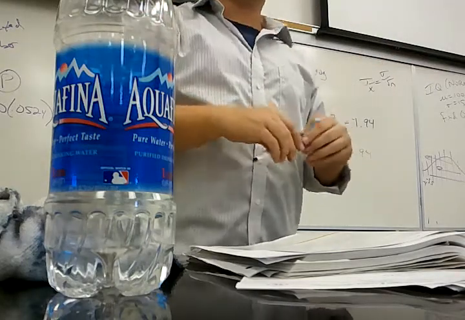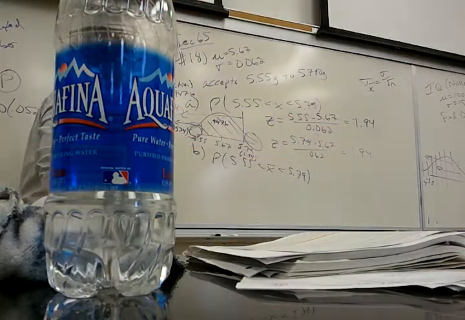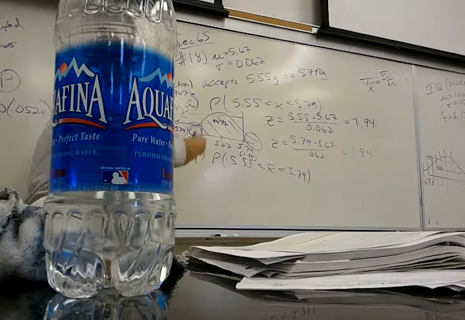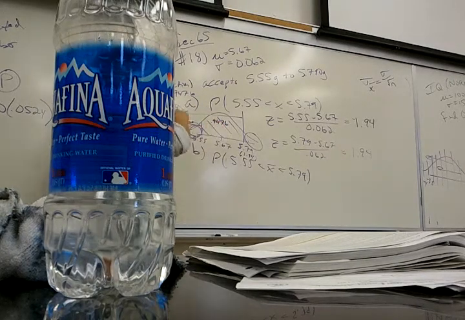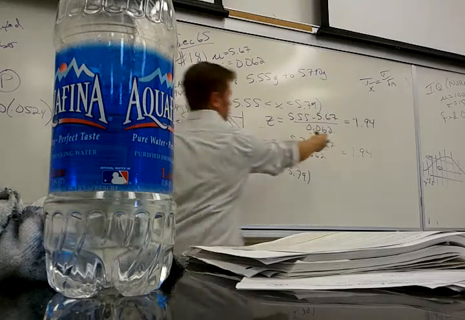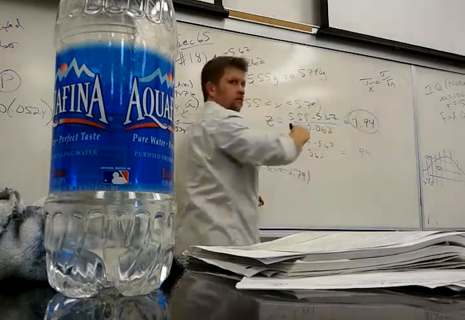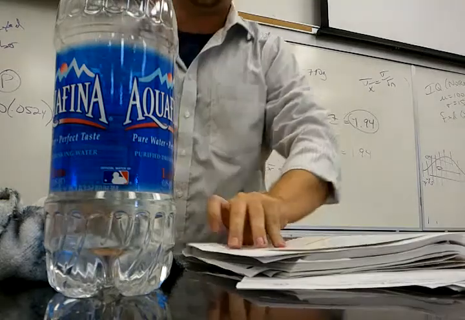Yeah. How did you get 0.9477? Somebody did the work and gave it to me, but hopefully that's right. So look up negative 1.94, right? Negative 1.94. What area do you get for that?